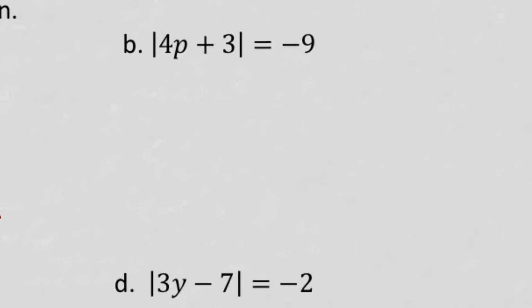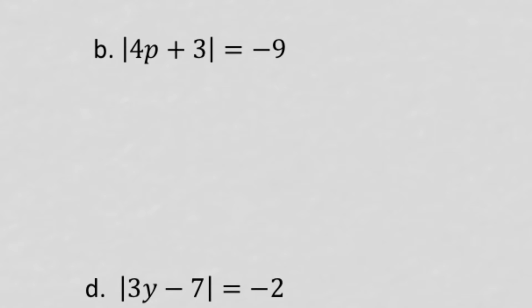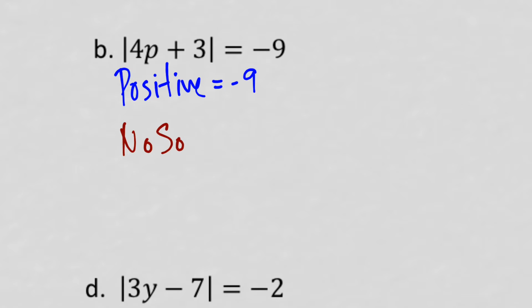Let's go to B. Absolute value of 4p plus 3 equals negative 9. I start to split them up because that's the steps that I'm supposed to follow, but I notice that it's absolute value equals a negative number. And that should ring some alarm bells in your head, because the absolute value of anything is always positive. The absolute value of anything is positive, or 0 if it happens to be 0. So what you're saying with this equation is that there is a positive number that is equal to negative 9. That's impossible. So we don't continue. We say there is no solution to this. No solution at all.